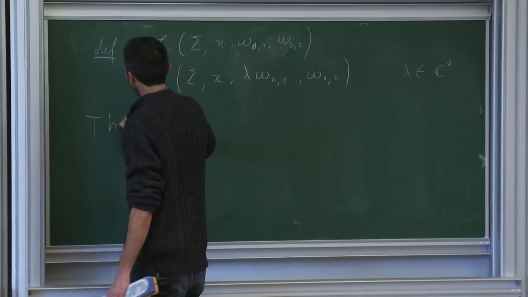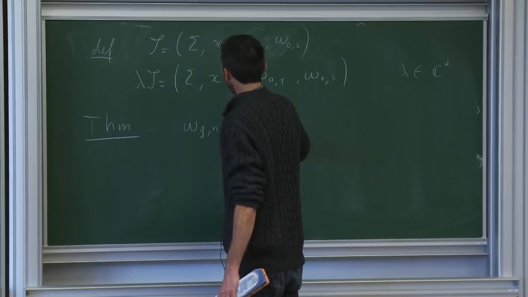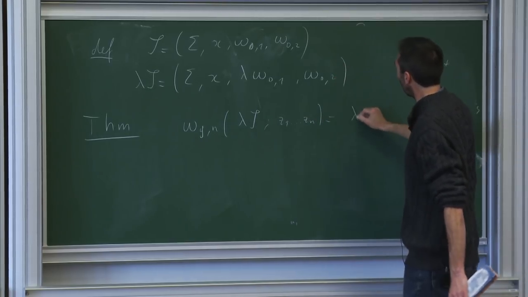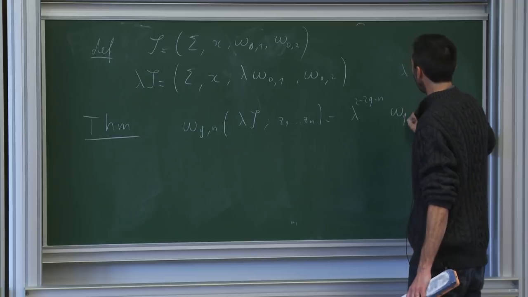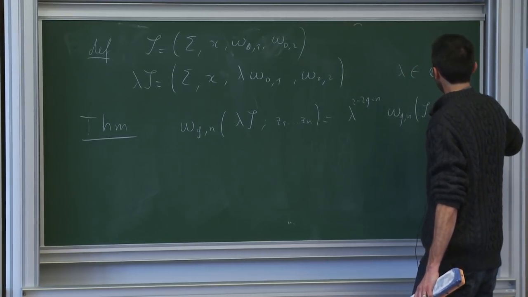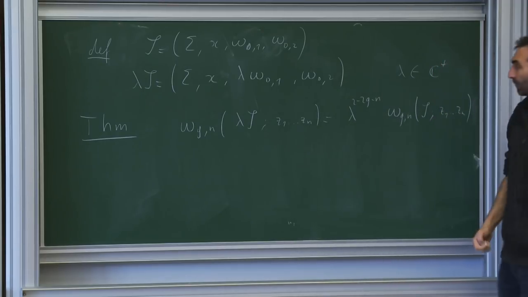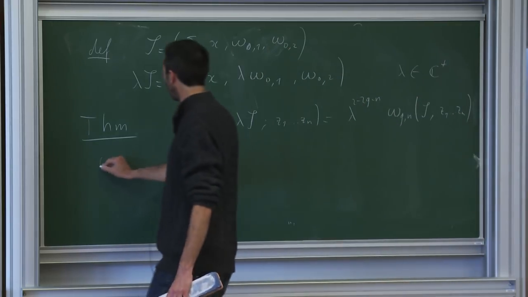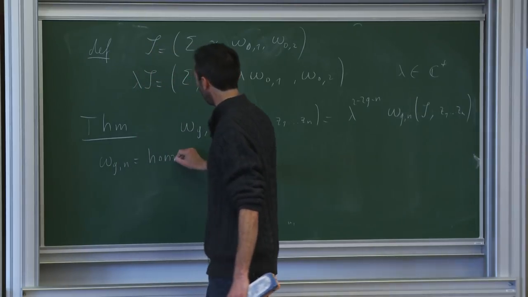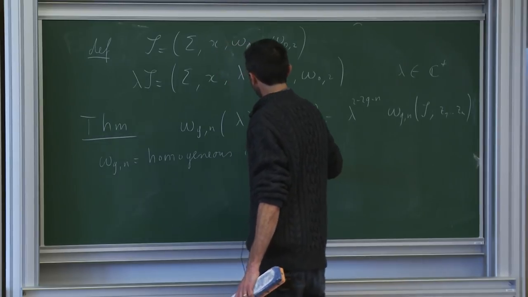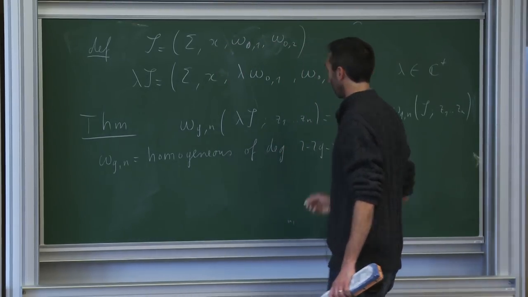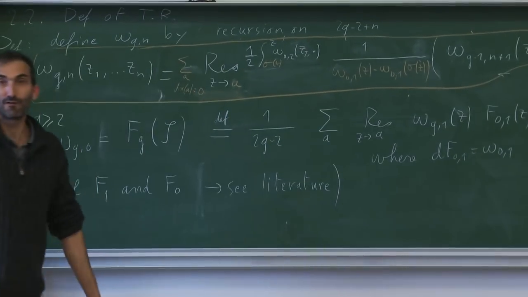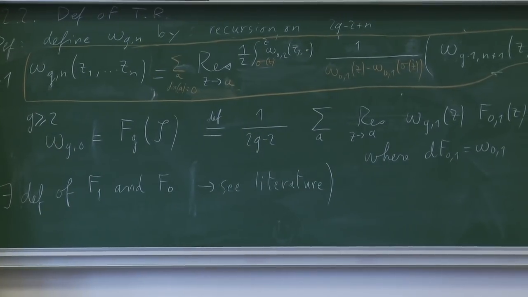Then the theorem is that omega g n computed for the spectral curve lambda S is lambda to the 2 minus 2g minus n omega g n. So basically, the omega g n's are homogeneous of degree 2 minus 2g minus n. And this is obvious from the definition because omega 0 1 appears only there. Basically, it's the number of times you apply the recursion, which is 2g minus 2 plus n.